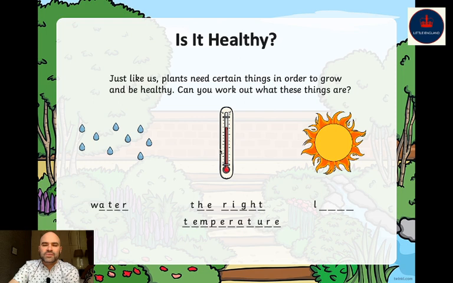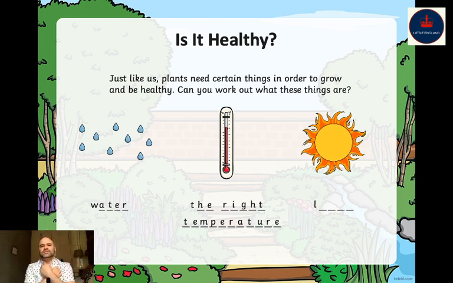So, plants, like you and I, need the right temperature to grow, okay? That's why we like to live indoors. We don't like to be outside all the time, do we? No, because it gets too cold. And if it gets too cold, then we need coats and jackets.